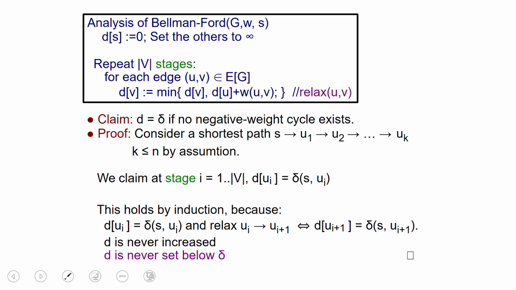And now we're going to spend a little bit of time on the analysis of the Bellman-Ford algorithm. So here is the entire algorithm. The claim that we want to make is that if you have no negative weight cycle in the graph, then at the end of the algorithm, D is going to be equal to delta. What you compute, D, will be the true shortest distance in the graph, delta. And here is a proof.